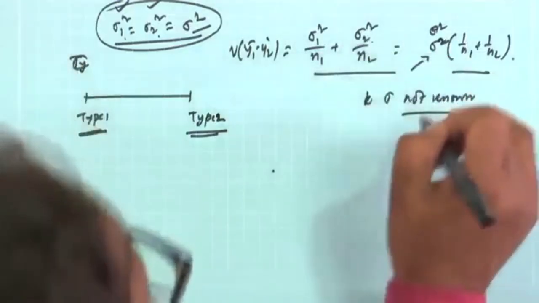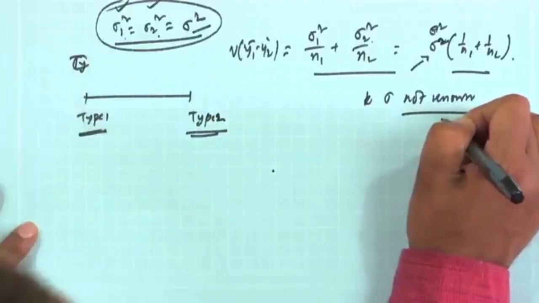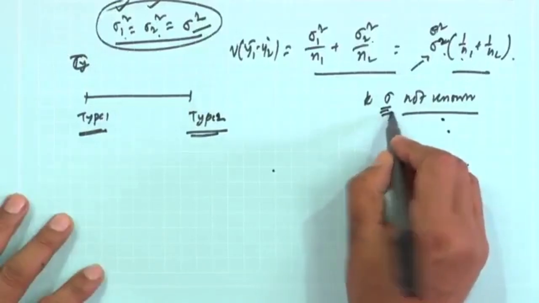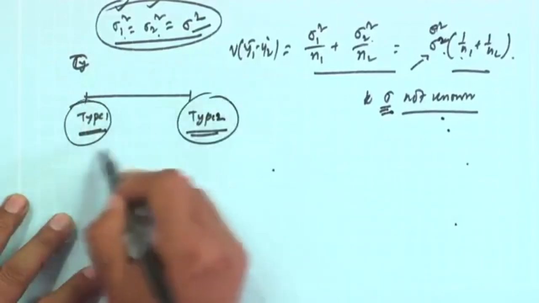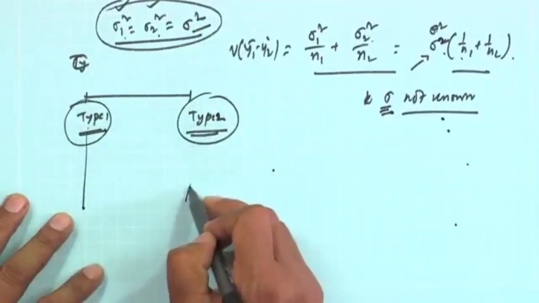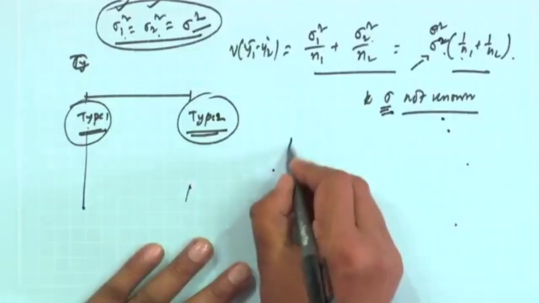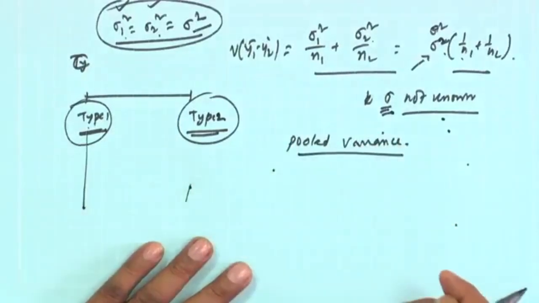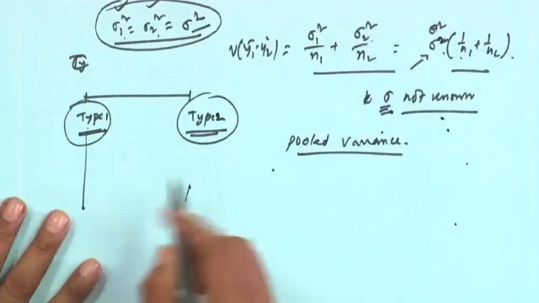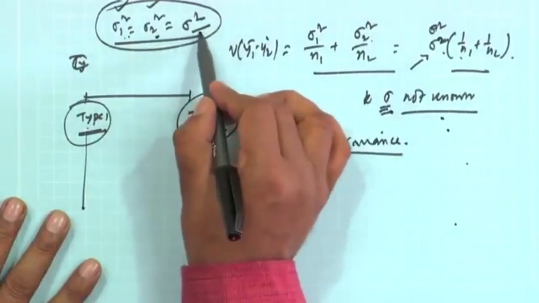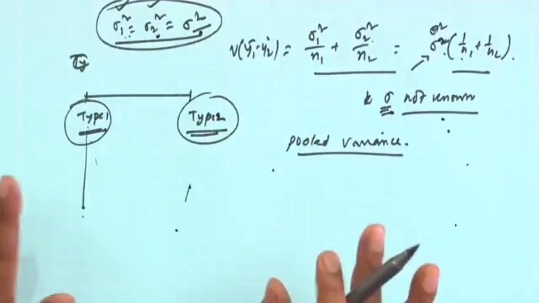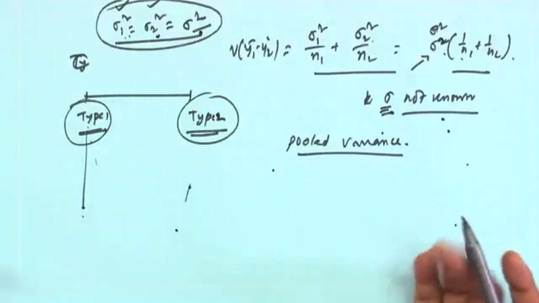Suppose sigma is equal but not known. Under this situation you can estimate the sigma, not from only one population, not from only the data for type 1 filter or the data for type 2 filter, rather you mix them and get the pooled variance. The pooled variance is very important, because if sigma 1 square equals sigma 2 square equals sigma square, then you may expect that their sample variances will be equal, but that will never happen.